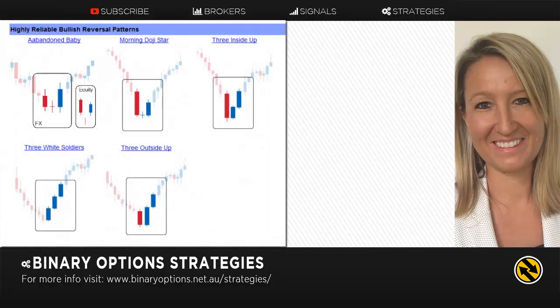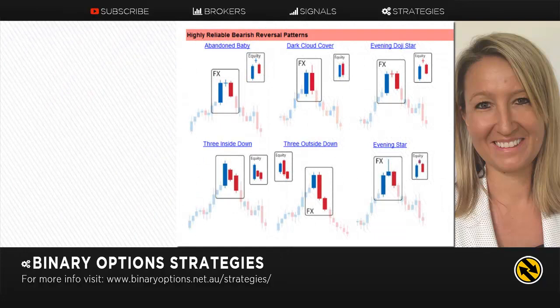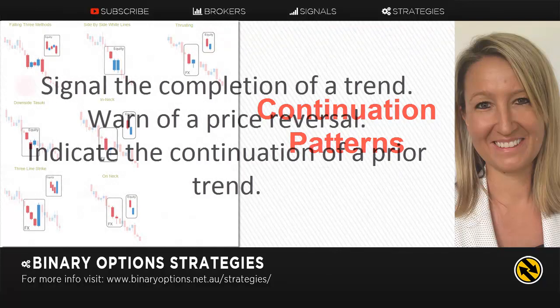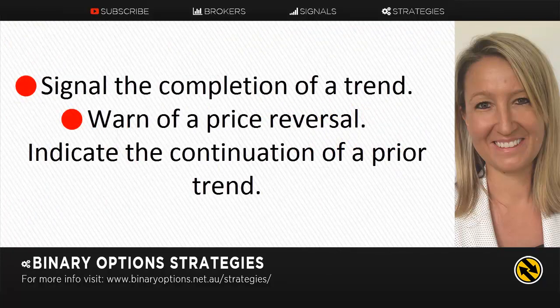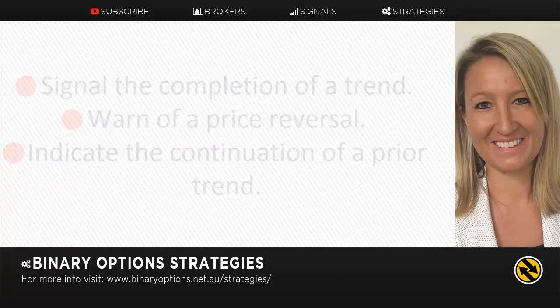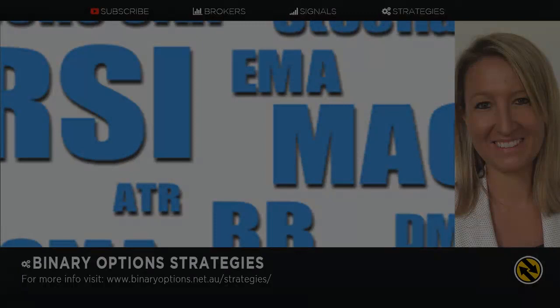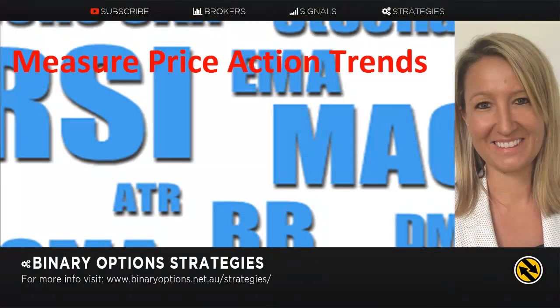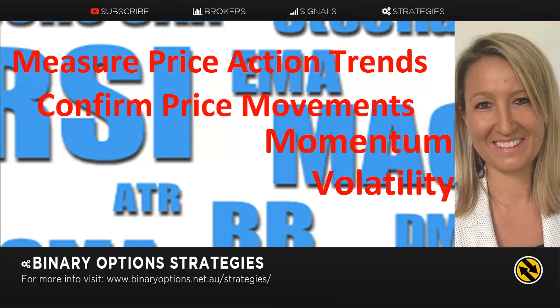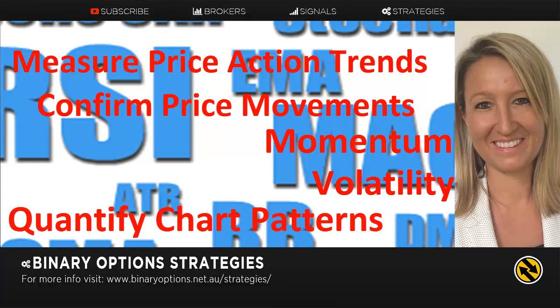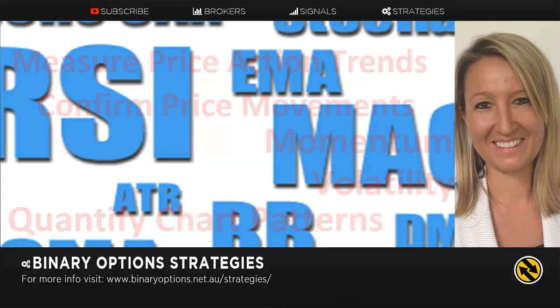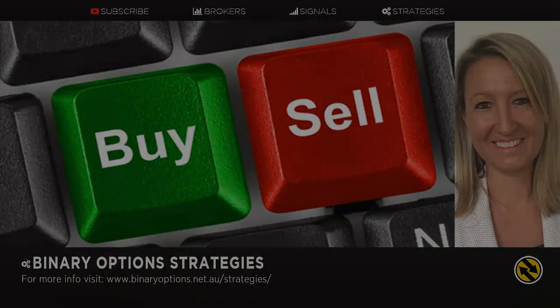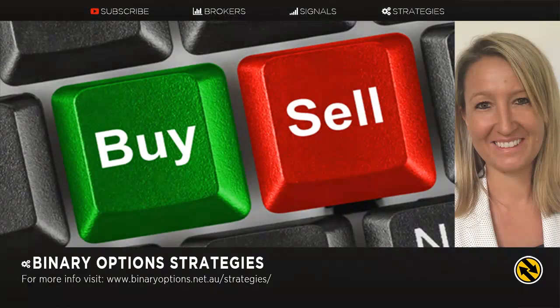While reversal and continuation chart patterns are used to either signal the completion of a trend, warn of a price reversal, or indicate the continuation of a prior trend, technical indicators measure price action trends, volatility, as well as momentum, and are used to confirm the price movements and quantify the chart patterns. Primarily, binary options traders use these technical indicators to form buy and sell trading signals.